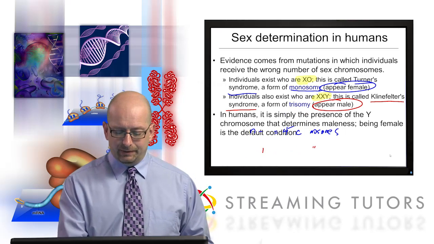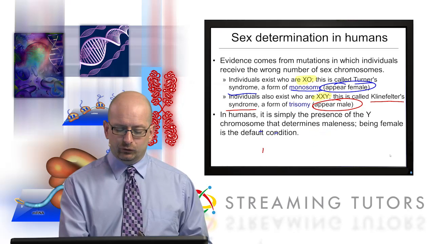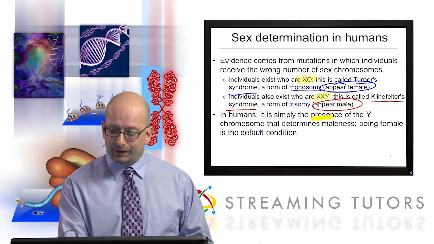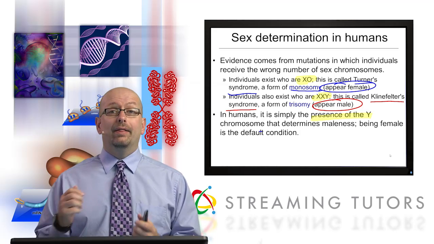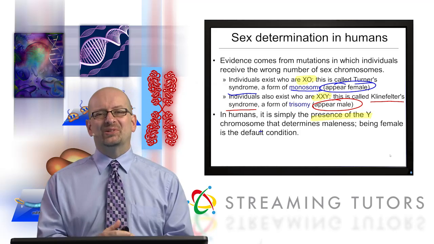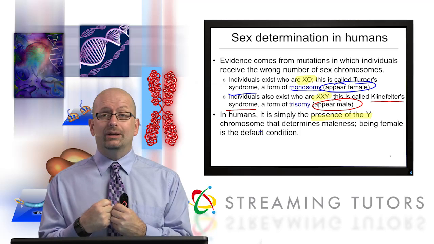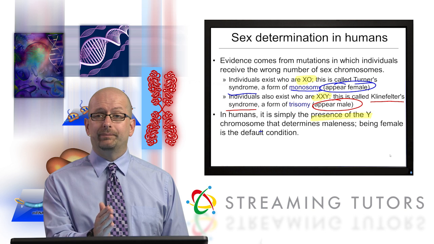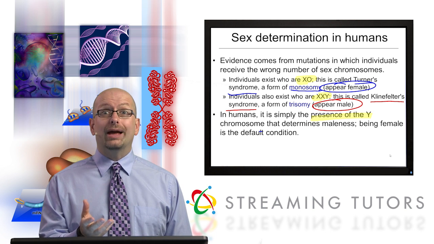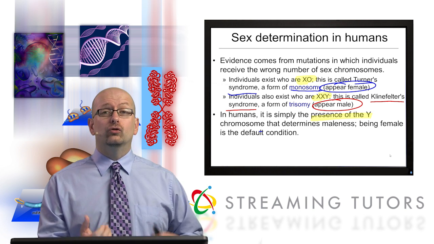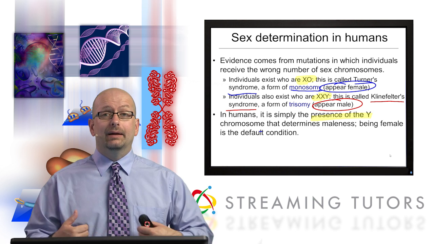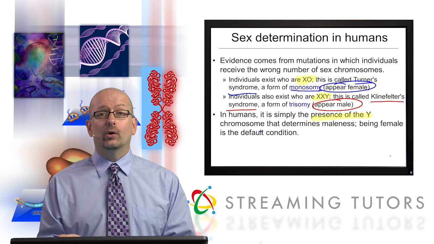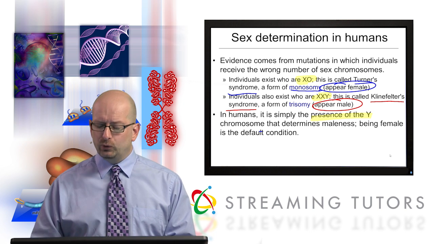Let me say it first, and then let's look at the evidence. In humans, it turns out it simply is the presence of the Y chromosome that says, if chromosomes can talk, Y basically says, look, go down the male pathway. That's the order I'm issuing. Being female is actually the default condition. So not having a Y chromosome basically means you're going to be female. Having the Y means you're going to be male. But how do we come to that conclusion?